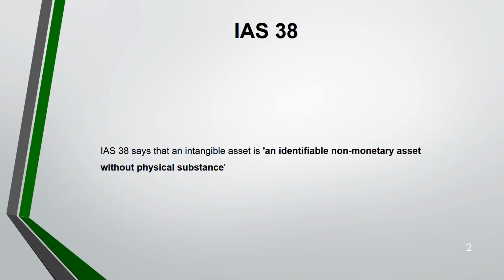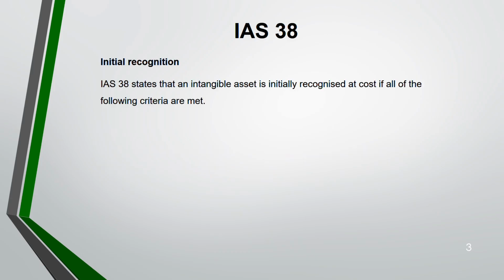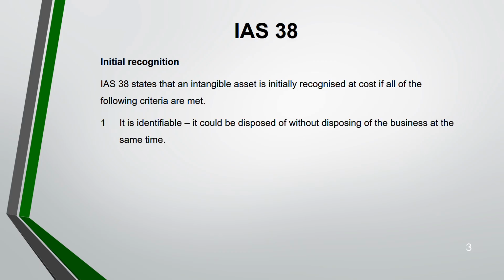So in IS 38, IS 38 says that an intangible asset is something which you cannot touch, but it's an identifiable non-monetary asset. Now, initial recognition. You initially recognize intangible asset at cost if all of the following criteria are met. It has to be identifiable, number one. That means you can sell it without disposing the business at the same time.